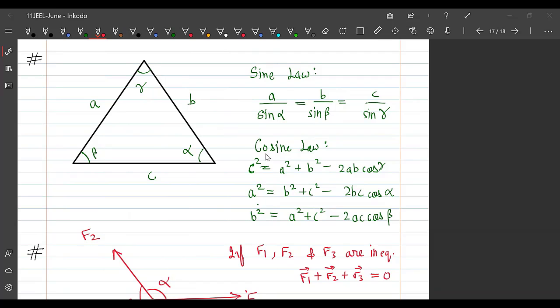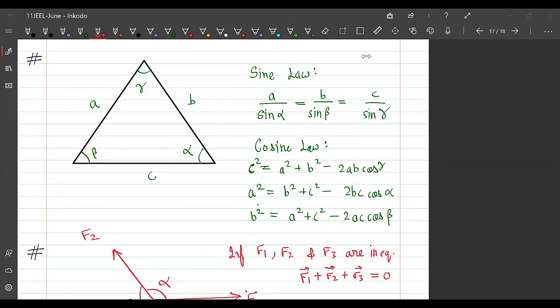And cosine law gives the relation between the sides of the triangle and the angles. So if you want to write the third side, c square will be equal to a square plus b square minus 2ab cos gamma. And a square is equal to b square plus c square minus 2bc cos alpha. And b square can be written as a square plus c square minus 2ac cos beta. So this is the cosine law.